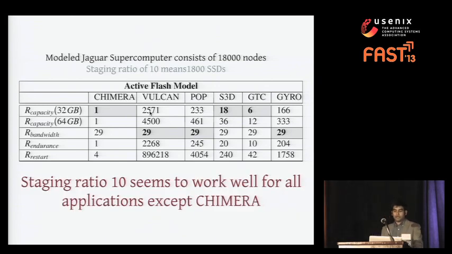If you look at this, except Chimera, which is really evil, which really needs one SSD per node or node-local storage, we probably cannot deploy that because of the high cost of SSDs. So a staging ratio of 10 seems to work well for all applications except Chimera. So 10 seems to be a good number which will support most of the applications, and that means we need to order 1,800 SSDs. Now that we have covered that, the model tells us this is the SSD requirement you need for I/O throughput.